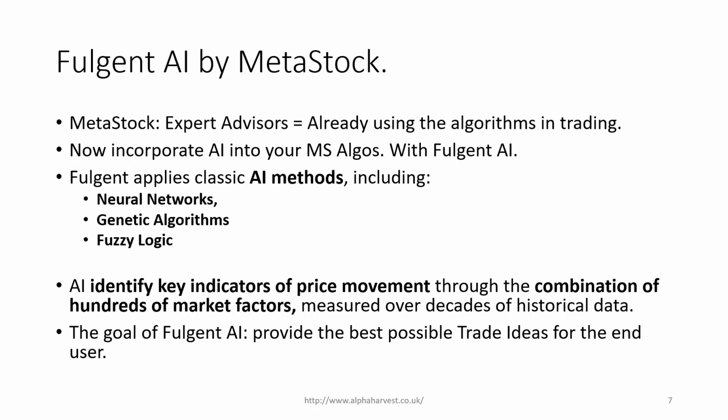Now what we do is we've got the Fulgent AI engine that sits on the Metastock platform. It uses neural networks, genetic algorithms, and fuzzy logic, among others, to identify key indicators and price movements by using a combination of hundreds of market factors measured over decades of historical data. So this is a tremendous big data mining operation. Basically, the AI goes in and scans and tests and retests different technical indicators, but basically genetic algorithms is the main AI strategy, the AI methodology that we use.